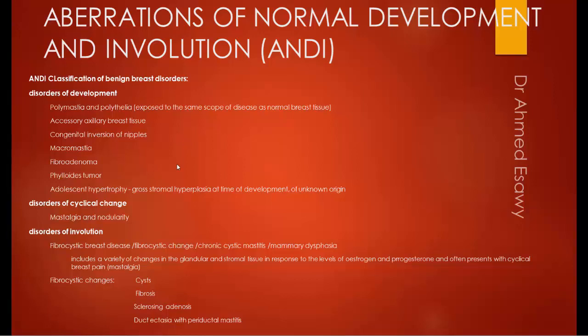These include fibrocystic breast disease, fibrocystic change, chronic mastitis, mammary dysplasia. All these names are synonymous for fibrocystic breast disease. It includes a variety of changes in the glandular and stromal tissue in response to the level of estrogen and progesterone, and often presents with cyclical breast pain, mastalgia. Fibrocystic changes include cysts, fibrosis, sclerosing adenosis, ductal ectasia with periductal mastitis, the ductal ectasia, periductal mastitis complex.